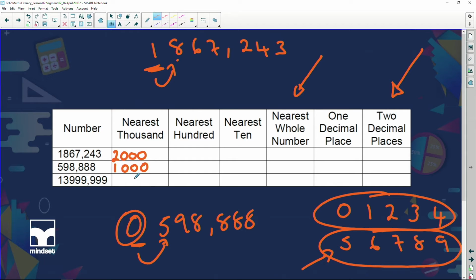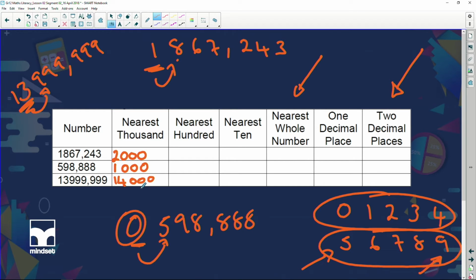Okay. Now, I've got my next number, 13,999,999. What's my thousands? I've got 13,000. Now, my next digits are 9. A 9 is a big number. Because it's a big number, that 13 is going to change to what? 14. So I've got 14,000.